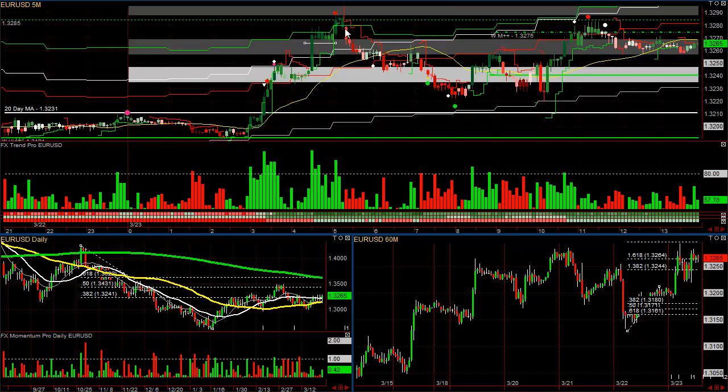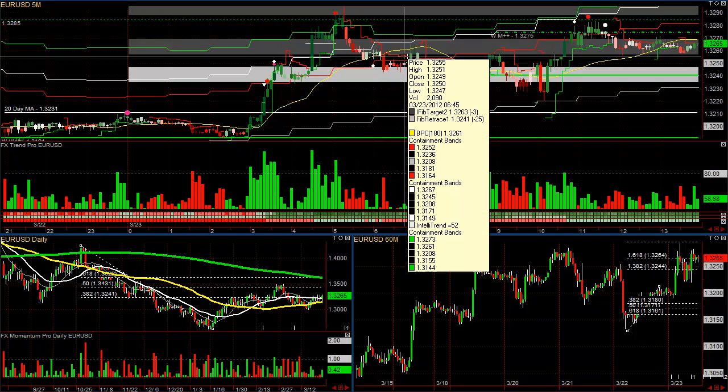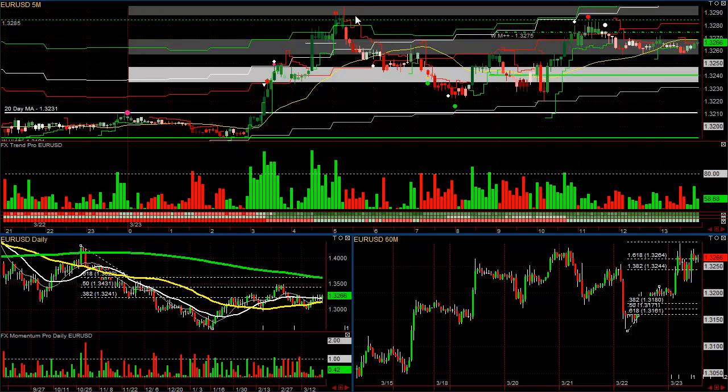So when it starts to come back down, you might want to go short at 77 and use our trailing stop to get you out at 55. It's a 22 pip win.